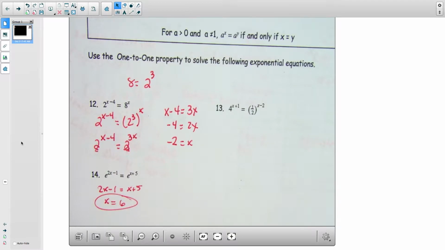You subtract the x from the 2x. Oh, that's why we were adding 2x. Subtract x from both sides and then add one.